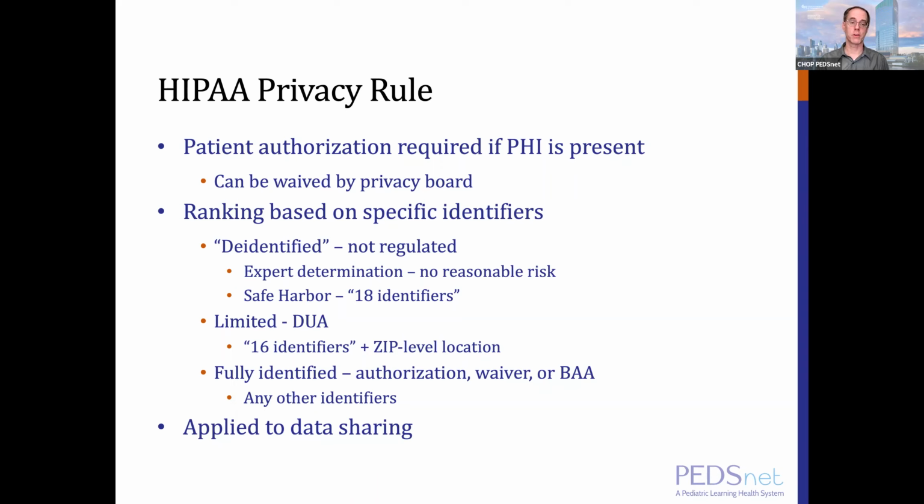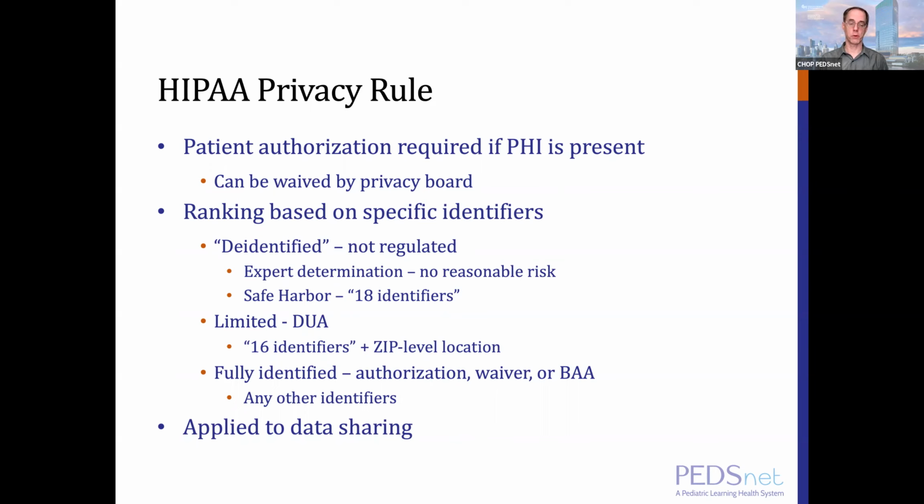At the other end of the spectrum, there's what the privacy rule calls a fully identified data set. And that is defined as any data set that contains personal identifiers with the potential exception of dates or zip code level locations. Right? A fully identified data set requires either the authorization from each individual in the data set to use the PHI, or a waiver from an appropriate privacy board, or if the data are being used for a business purpose, the presence of a business associate agreement.